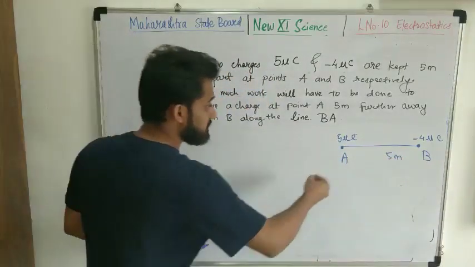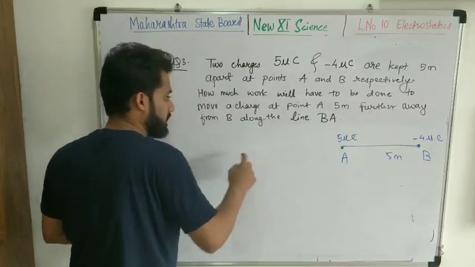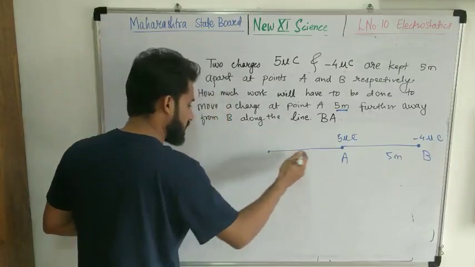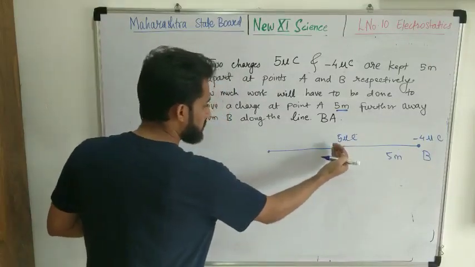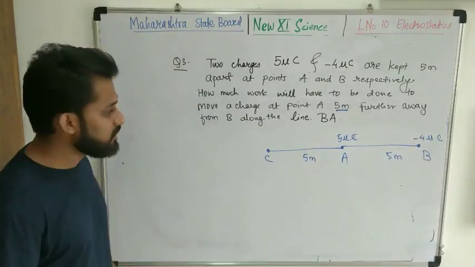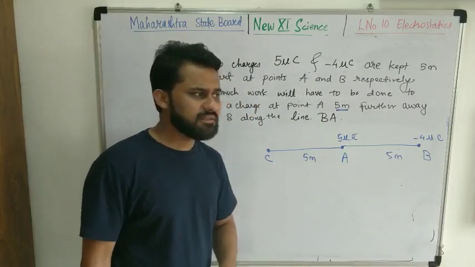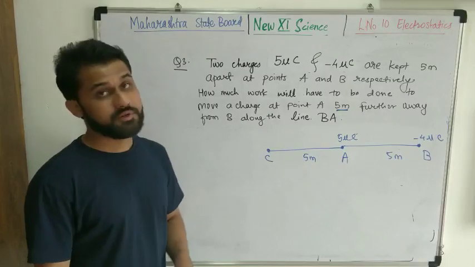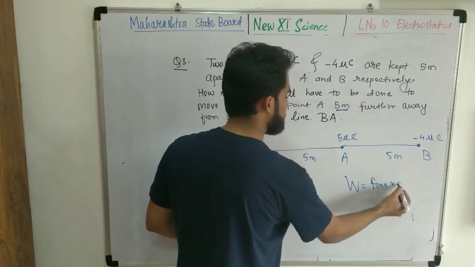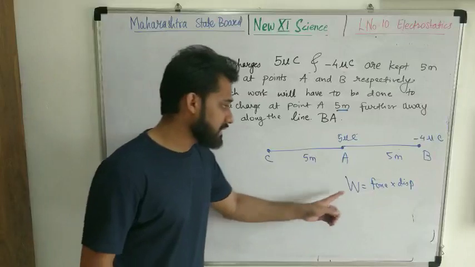Now the question is, how much work is required to push this charge along the line AB away from B, 5 meters further away? So from A to C, how much work is required to push the charge from A to C, 5 meters further away? Let us say this is point C. So how to calculate the work done to move the charge from A to C? Normally work done we calculate using the formula force into displacement. You know that work is force into displacement. If you use the same logic, you can calculate work over here.